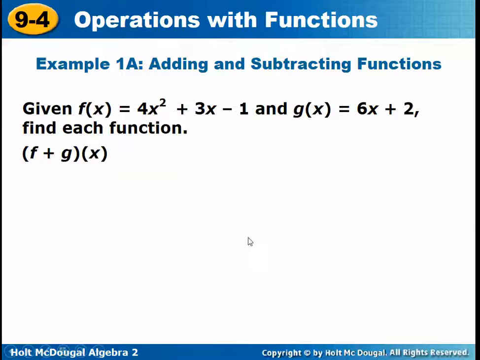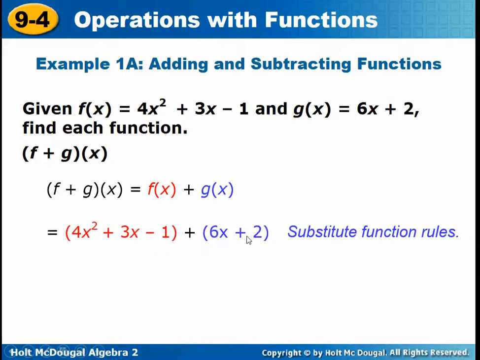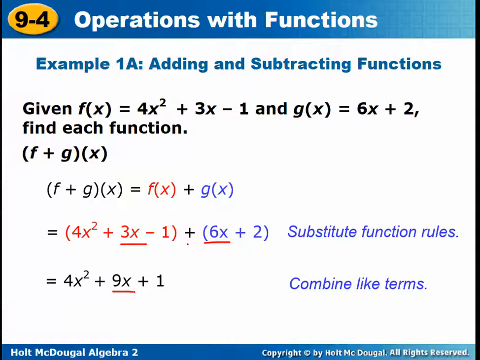All right, so here's some adding. These are the most basic. You just put the two functions together. So we're going to take 4x squared plus 3x minus 1 plus 6x plus 2. You can only combine like terms, so put the x terms together and the constants together. There is only one x squared term, so 4x squared, then 3x plus 6x is 9x, and then minus 1 plus 2 would be a plus 1. And that's it. That's your answer then.